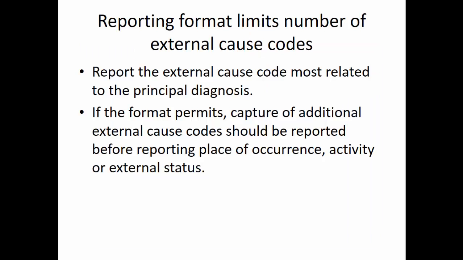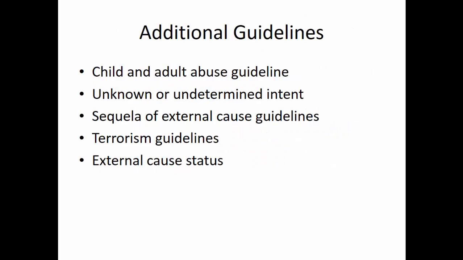Sometimes the reporting format limits the number of external cause codes that a coder can assign, so you will report the external cause code that is most related to the principal diagnosis. If the format permits you to code additional codes, you're going to capture any external cause codes before you're going to report place of occurrence, activity, or external status. This is a coding guideline, so again, if you ever find yourself with multiple external cause codes and you have a limited format, go to your guidelines to see how to sequence those.